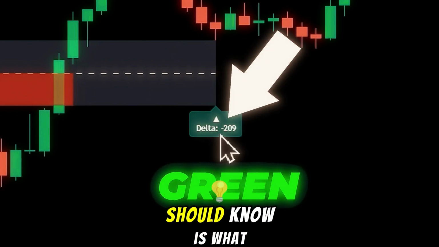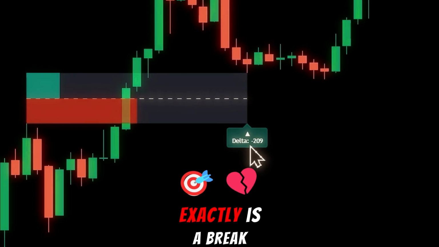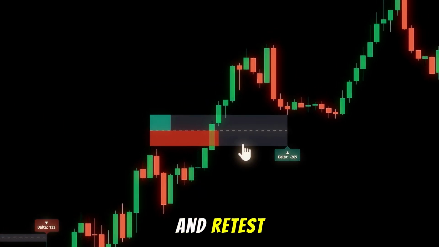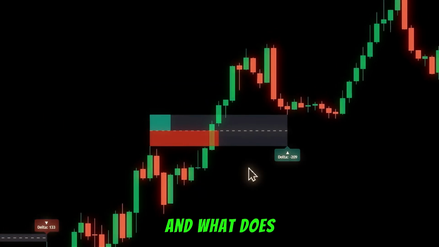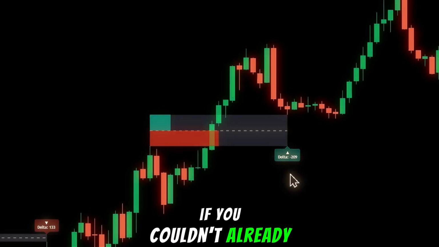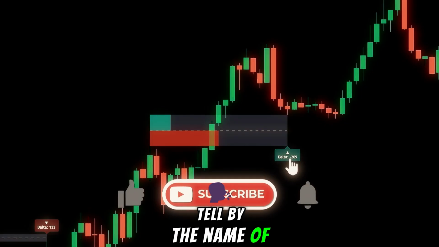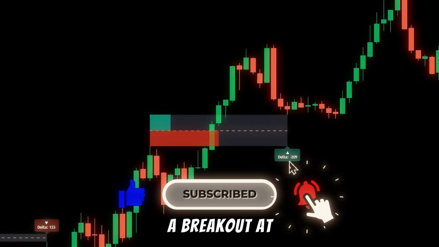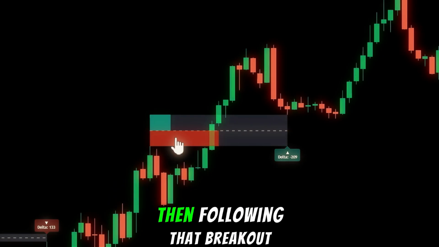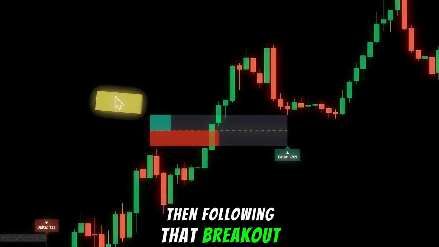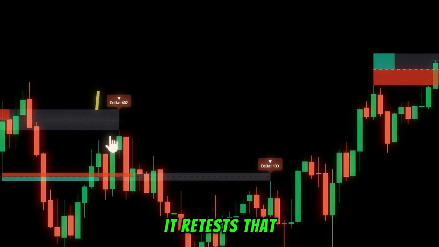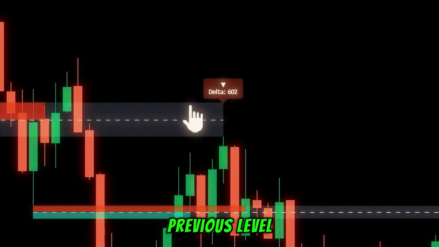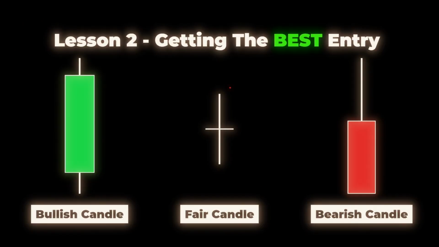The first thing you should know is what exactly is a break and retest, and what does it look like, if you couldn't already tell by the name of this setup. It starts with a breakout at a certain level. Then, following that breakout, it retests that previous level. This is where the trade opportunities present themselves.